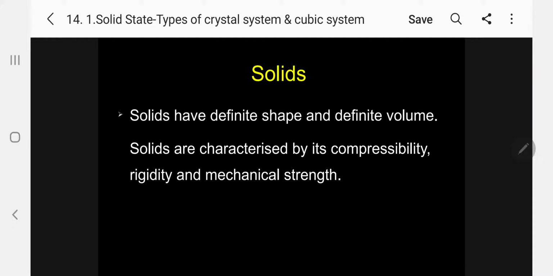Here, first, what are solids? Solids have definite shape and definite volume. Solids are characterized by their compressibility, rigidity, and mechanical strength. Kindly follow. This is the definition for solids. Actually, solids are one of the physical classifications of matter.